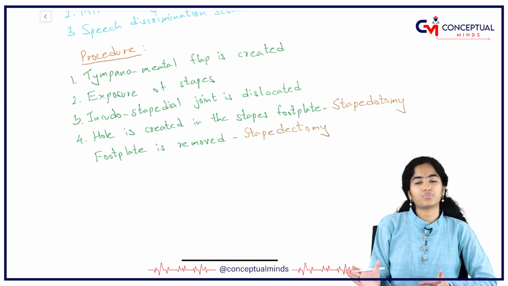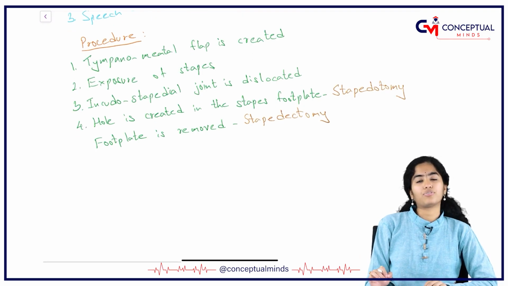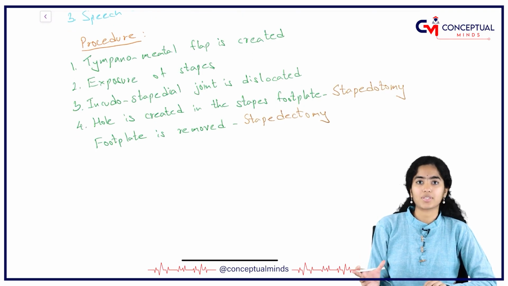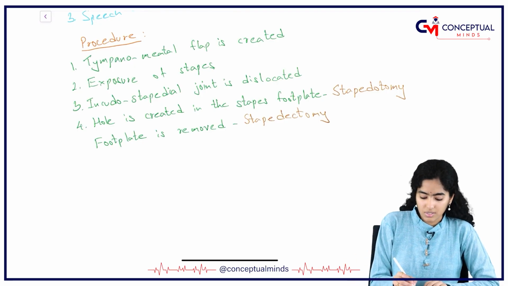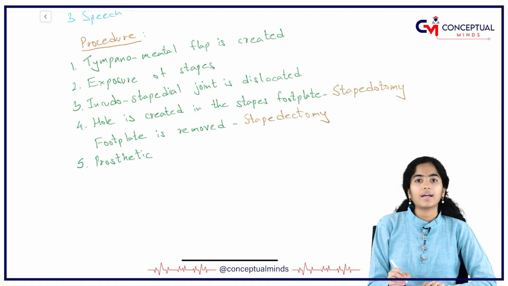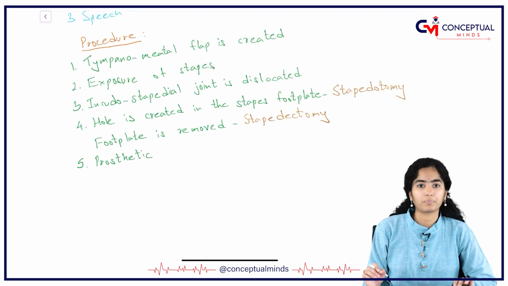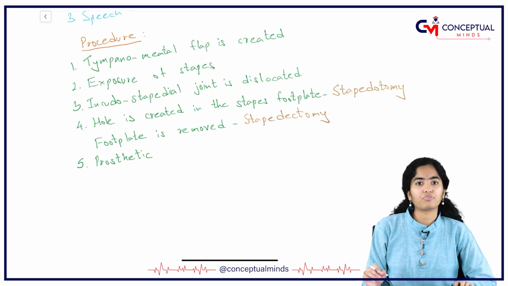But we cannot just remove the stapes and leave it like that, right? Instead of stapes, a prosthetic is placed. The prosthetic could be in the form of a Teflon or a stainless steel piston, okay? So a prosthetic is placed in place of stapes. That looks like a hook, and on one side it is attached to the incus, and on the other side it is attached to the stapedotomy hole. That is the placement of piston.